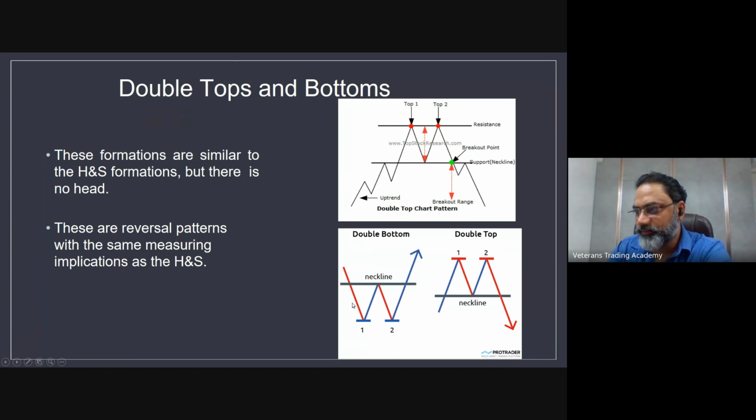The opposite of this is the double bottom, in which the market is in a downtrend. It forms a bottom, thereafter it bounces. But this time when it falls, it doesn't fall much. It just stops at that point, and thereafter the market reverses and crosses the neckline. And thereafter the uptrend resumes. So this is a formation known as double top or double bottom.